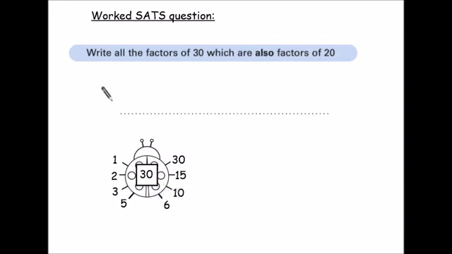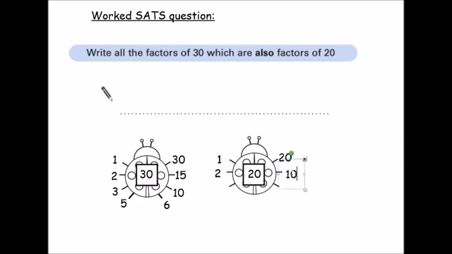And let's do the same, but for the number 20. So again, start with 1. 1 times 20 gives us 20. Again, 2 goes into 20. 2 times 10 gives us 20. 3's don't go into 20, so then I go on to 4. 4 times 5 gives me 20. And then the next number to try would be 5, but I have 5 already, so I stop.